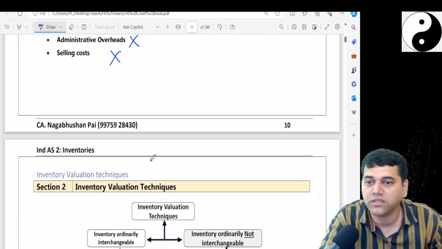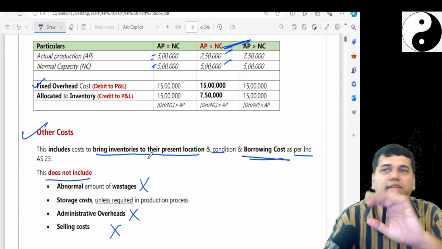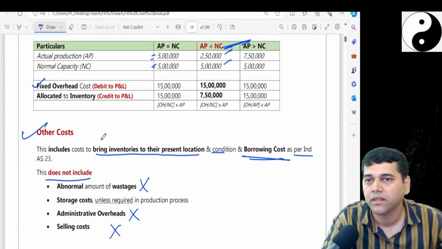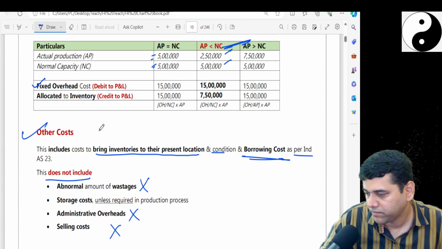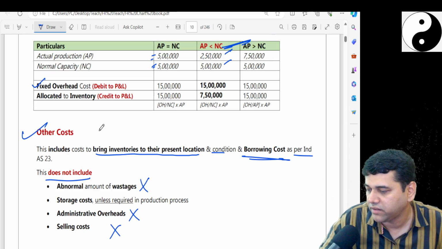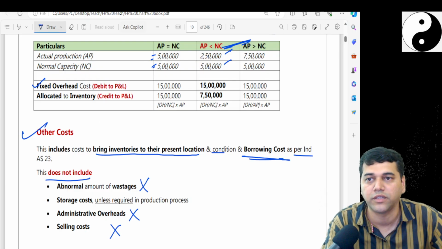So next, inventory valuation technique. Let us see some theoretical questions quickly, and then probably we'll see some problems also on cost of inventory. These are a new type of problems, which I don't know whether you have come across or not.